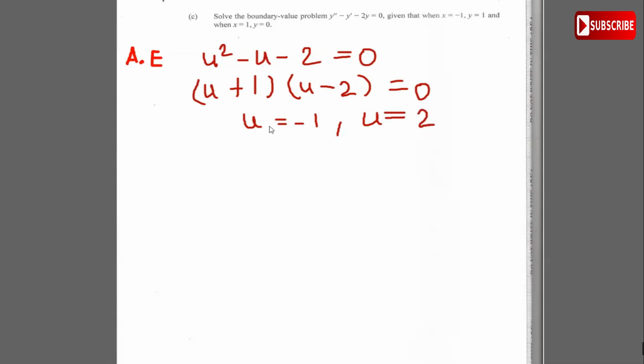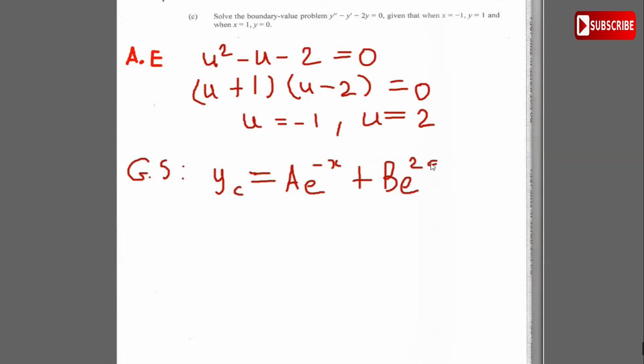So since this is what we get, the general solution, which is our complementary function, I like to call it YC. Because we get two different roots, it's going to be A e to the minus 1 times x, which is minus x, plus B e to the 2x. But we need to find A and B.